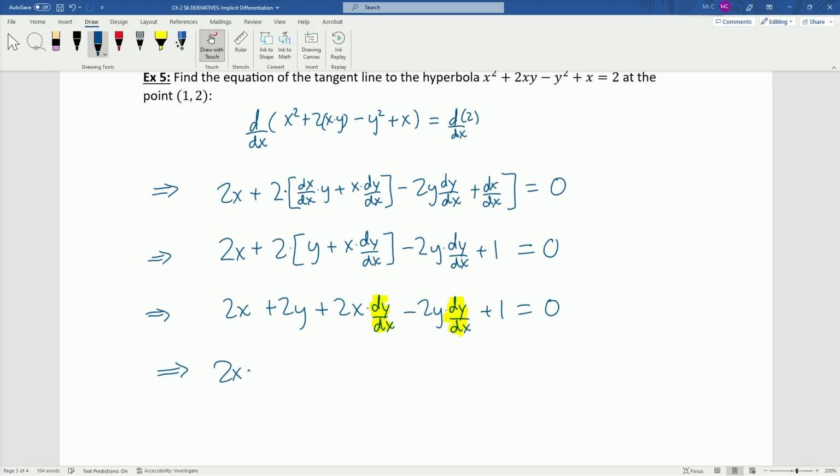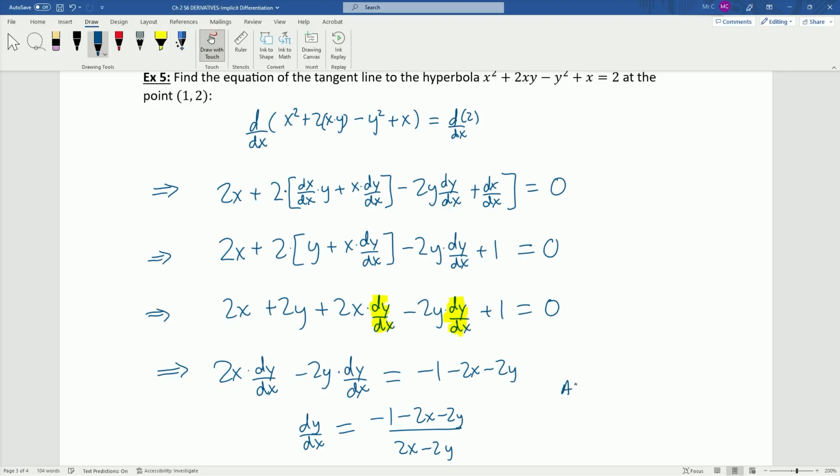So we'll leave the 2x dy/dx minus the 2y dy/dx on this side of the equation, and we'll move everything else across, and we get negative 1 minus 2x minus 2y. Now here I'm going to skip a little step. I'm going to factor out dy/dx, and then divide by the 2x minus 2y. So I get negative 1 minus 2x minus 2y over 2x minus 2y.